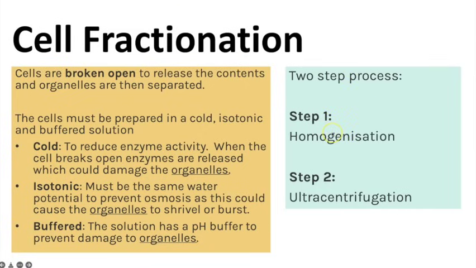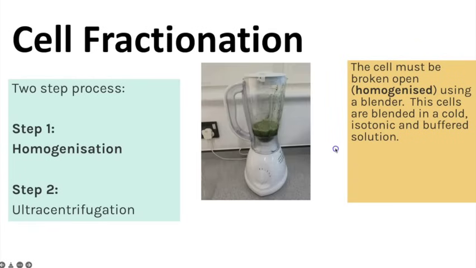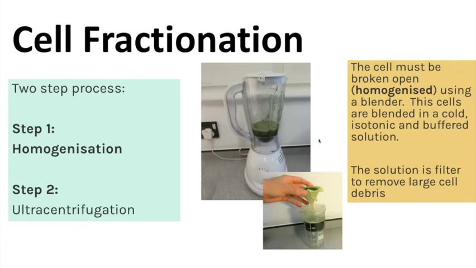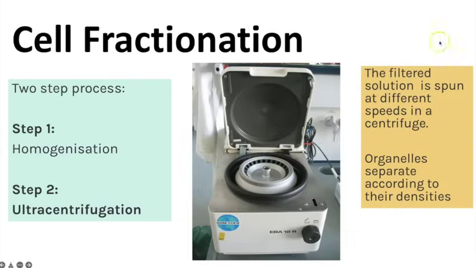Now, cell fractionation is a two-step process: homogenization and ultracentrifugation. So first of all, homogenization is when you break open the cells, and that can be done in a blender, as long as the solution that you're blending your sample in is cold, isotonic and buffered. Then we'd need to filter to remove the large debris, and then the filtrate, we can then use ultracentrifugation to isolate the different organelles. So we'd put our sample into a centrifuge and we'd spin at different speeds.